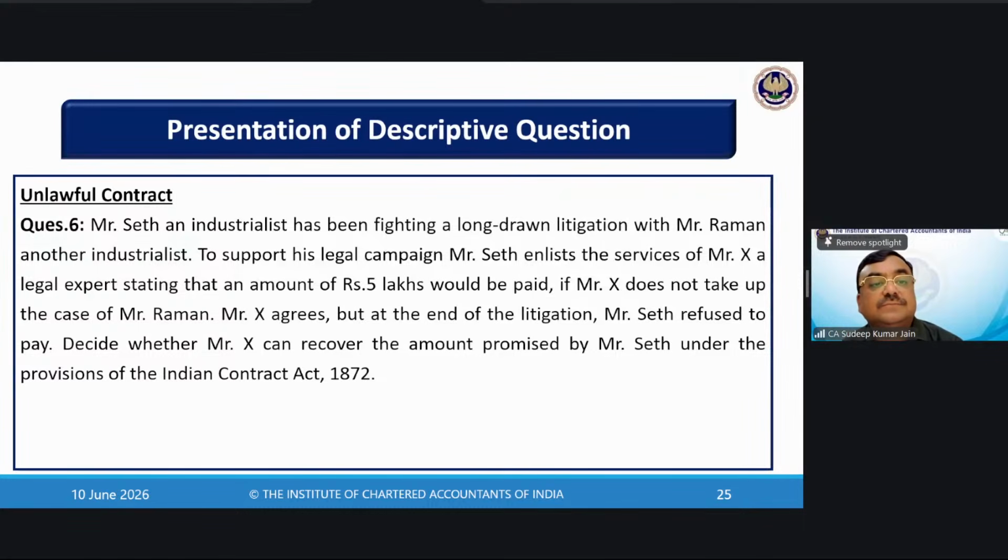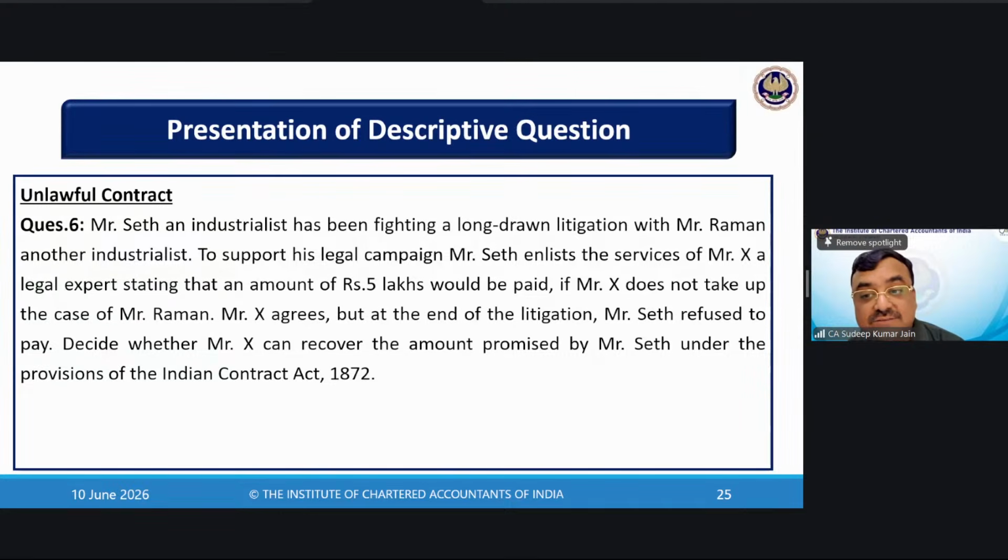Unlawful contract. Mr. Seth, an industrialist, has been fighting a long drawn litigation with Mr. Raman, another industrialist. To support the legal campaign, Mr. Seth enlisted the services of Mr. X, a legal expert, stating that an amount of rupees 5 lakhs would be paid if Mr. X does not take up the case of Raman. Mr. X agreed, but at the end of litigation, Mr. Seth refused to pay. Decide whether Mr. X can recover the amount. Yes or no?